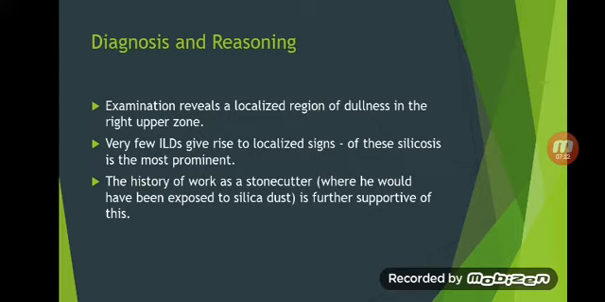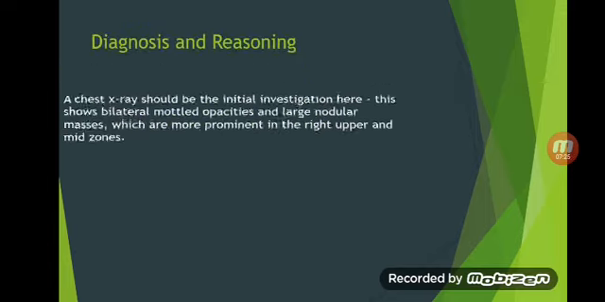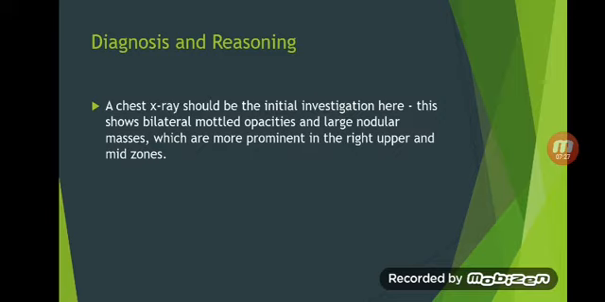Which finding? The chest X-ray finding. So, when you consider the chest X-ray finding along with the presentation of the patient, you can diagnose silicosis, which shows bilateral multiple opacities and large nodular masses, which are prominent in the right upper and mid zones of the lung. A high resolution CT should be performed too. So we did a tuberculin test to exclude TB, we did a chest X-ray to confirm the diagnosis, and CT scan is more sensitive in discriminating and assessing the nodules, so we do high resolution CT.